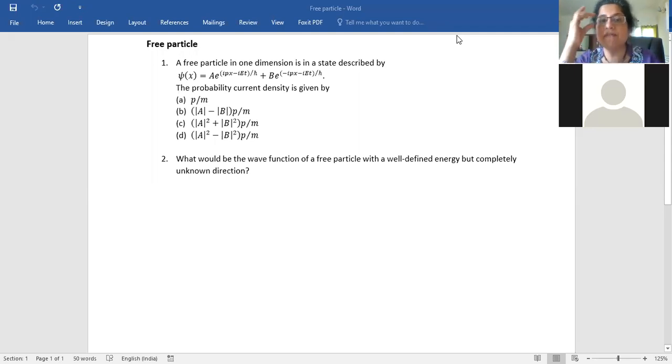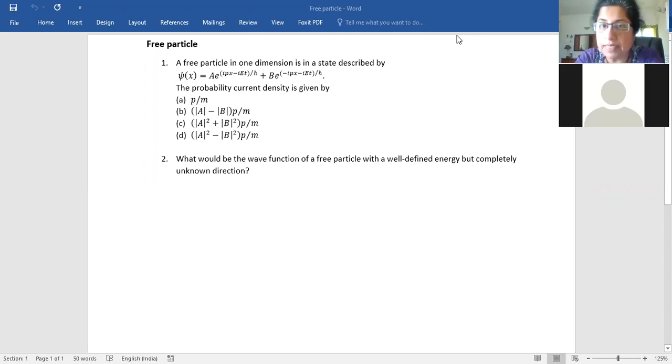So what does it say over here? It says that there is a free particle in one dimension. And what is the state described by? Please have a look. It says psi of x is equal to A e to the power of i(px minus Et)/h cross, plus B e to the power of minus i(px minus Et)/h cross. And then it has asked you for the probability density.